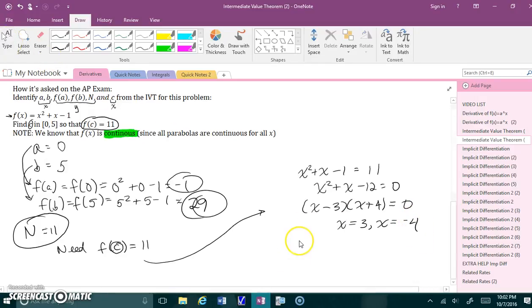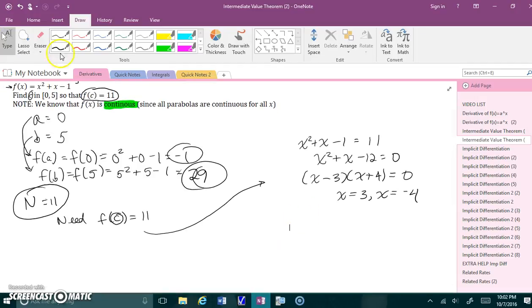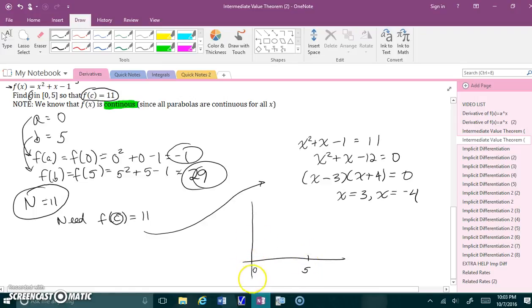Do not just stop here and mindlessly leave this as your answer. You have to kind of visualize what's going on here. A was 0, B was 5, f of A, negative 1, so I'm actually starting down here. F of B is 29. And then my curve is somehow in between here. I was looking for the x value between 0 and 5 so that I had a height of 11. So if you actually go over, this is very inaccurate, but this is giving you the general idea. If my picture were accurate, this is where your c value would be.